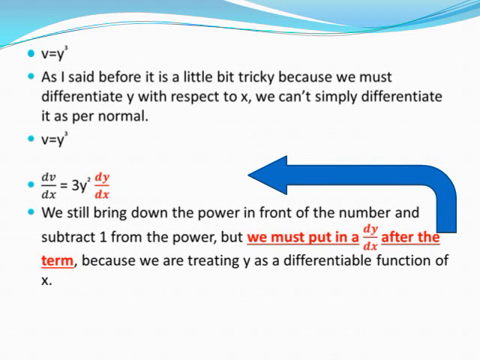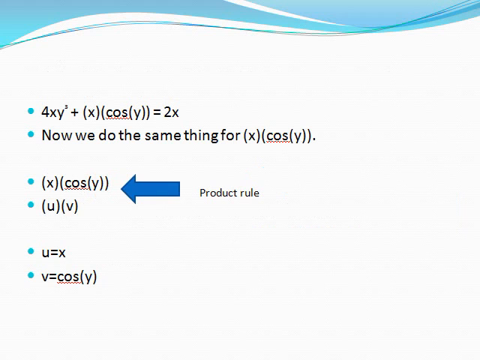For v equals y cubed, you'll notice we have no x in that, but we're differentiating with respect to x. So v becomes dv/dx, and y cubed becomes 3y squared because the 3 is brought down in front of the y and the power of 3 is reduced by 1 to 2. But you have to multiply that by dy/dx because remember, we're differentiating with respect to x. So that's 4xy cubed sorted. Now we focus on x multiplied by cos of y.